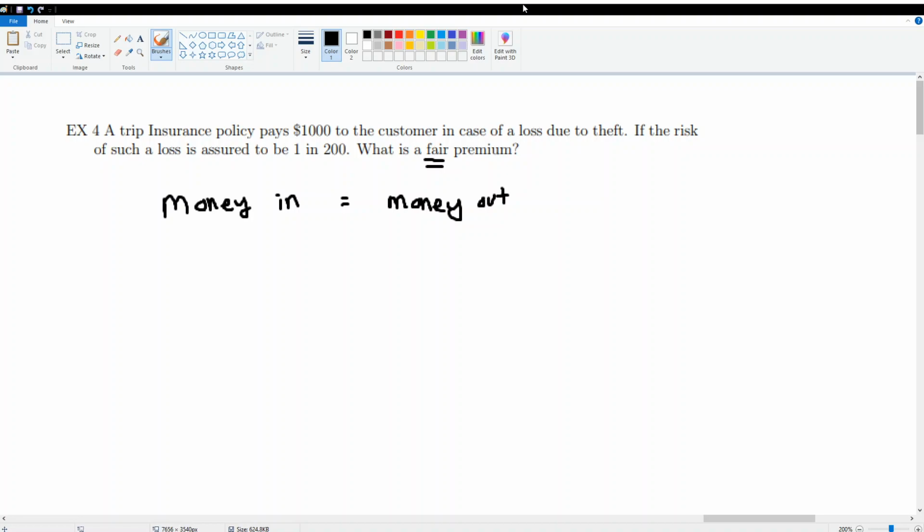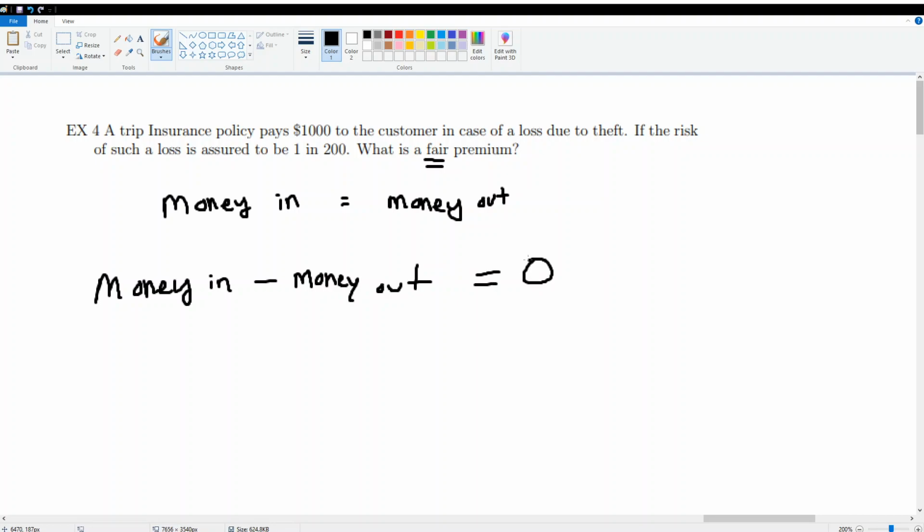So, put another way, money in minus money out is equal to 0.